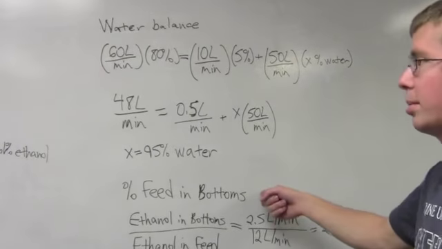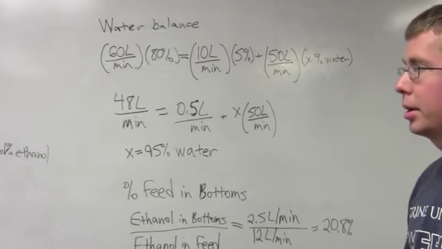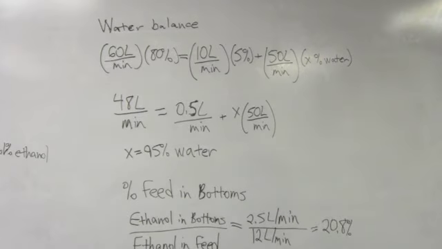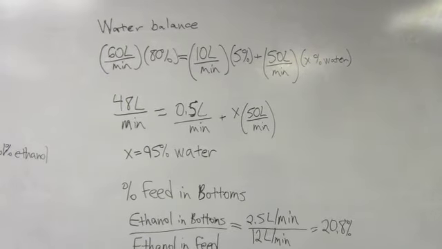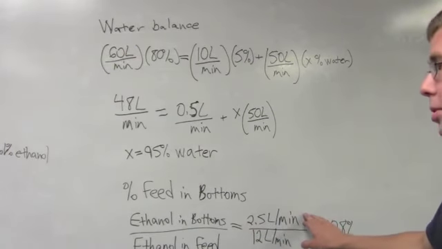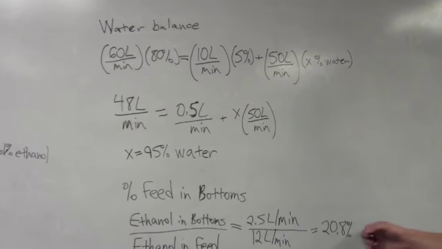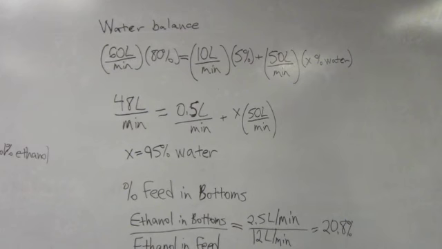The last step of this problem statement was to figure out the percent of your overall feed of ethanol that comes out in your bottoms product, which basically tells you how well your separation worked. So here we have ethanol in the bottoms, which is basically our volume percent times our flow rate, divided by the volume percent ethanol in the feed times the flow rate there. Using that, we come up with 20.8% of the ethanol fed exits in the bottom stream.